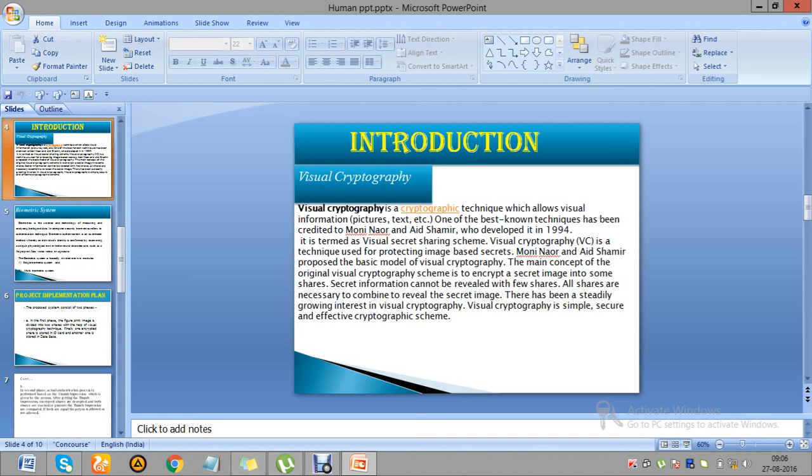The main concept of the original visual cryptography scheme is to encrypt the secret into shares. The shared information cannot be revealed with a few shares, so all shares are necessary to combine to reveal the secret key. Visual cryptography is a simple, secure, and effective cryptography technique.